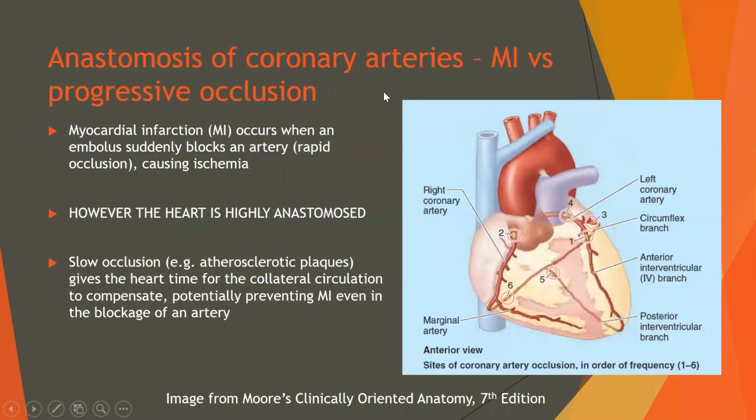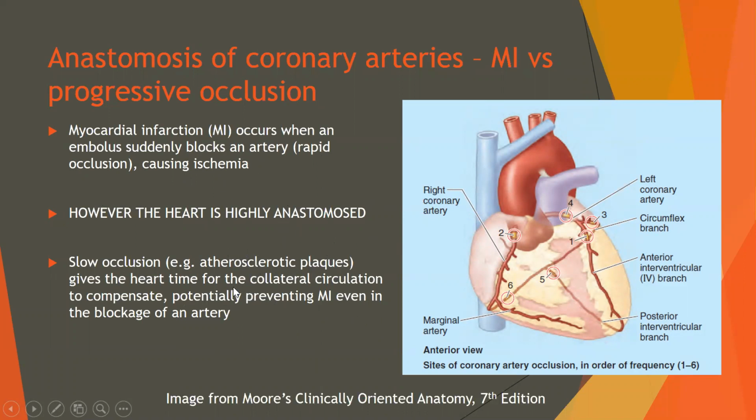Now, anastomosis of the coronary arteries. In terms of myocardial infarctions versus progressive occlusion, if you have a myocardial infarction, that's a very rapid occlusion of the arteries. Whereas if you have a slower occlusion, then it happens over time, and your collateral circulation, your anastomoses, can compensate for that. So if it occludes very quickly, you will usually have some sort of ischemic heart event, and your heart tissue will die.